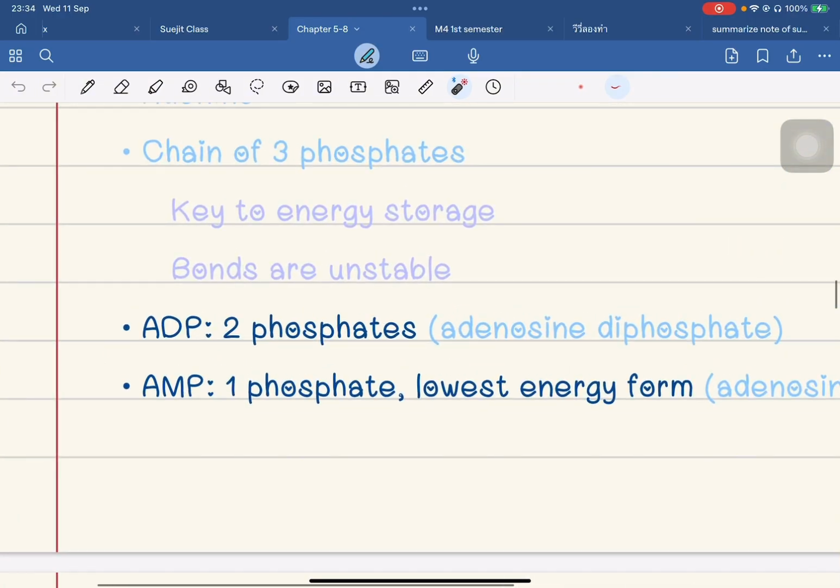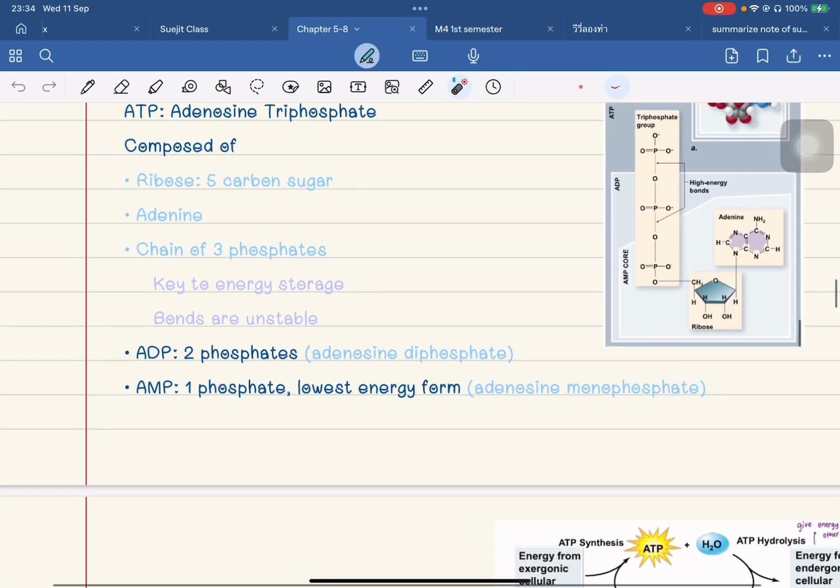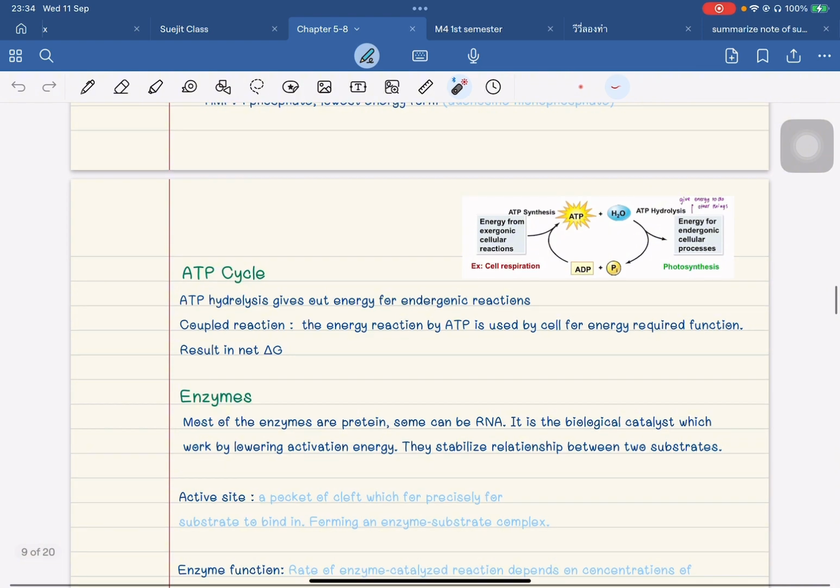ADP is the form which has only 2 phosphates, and AMP is the form which has only 1 phosphate, which is the lowest energy form. In the ATP cycle, ATP hydrolysis gives out energy for endergonic reactions. In coupled reactions, the energy released by ATP is used by cells for energy-requiring functions. The result is the net delta G.